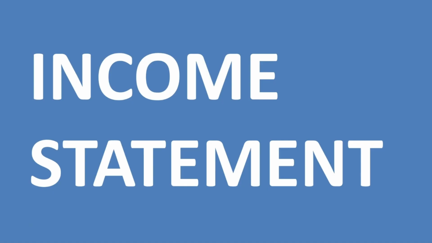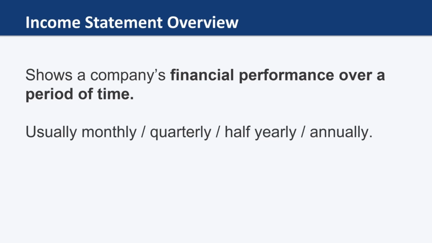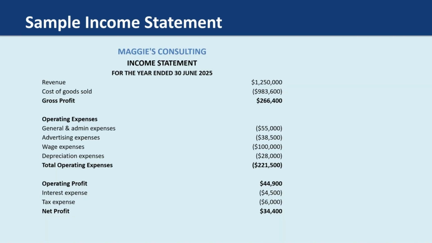The second primary financial statement is the income statement. The income statement shows a company's financial performance over a period of time. It is usually prepared monthly, quarterly, half-yearly, and annually. Here is a sample income statement.